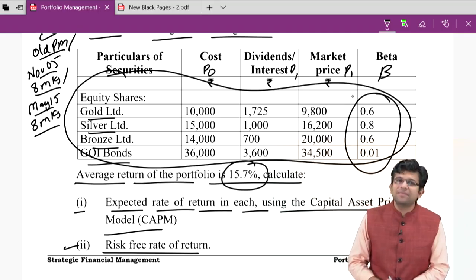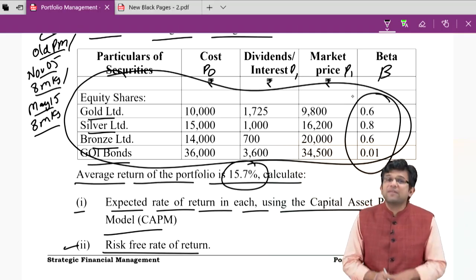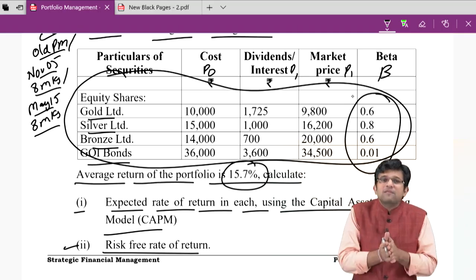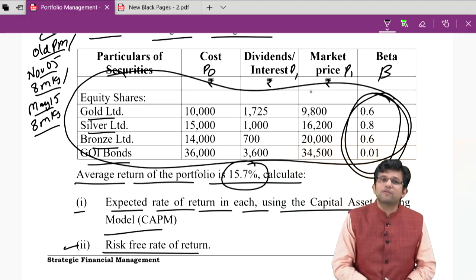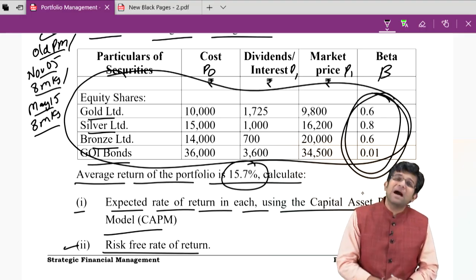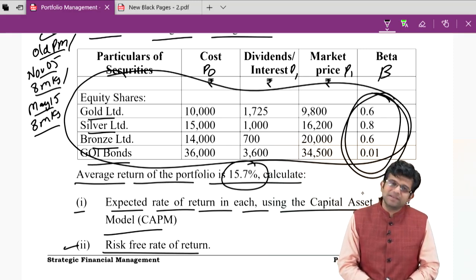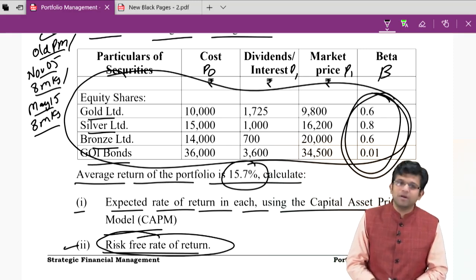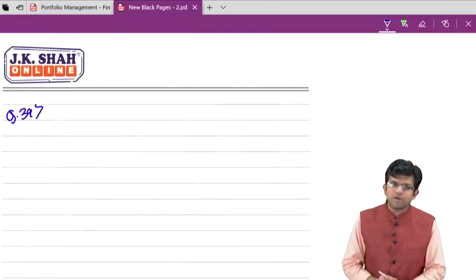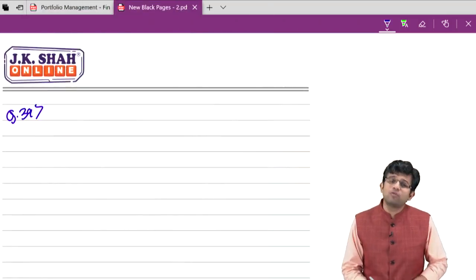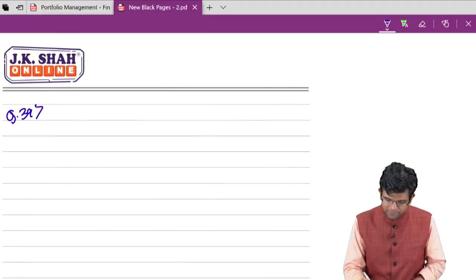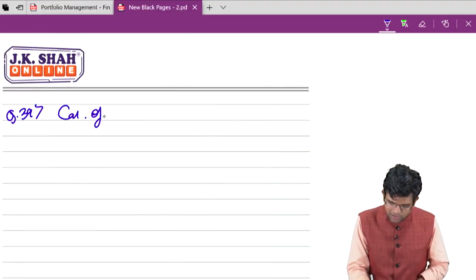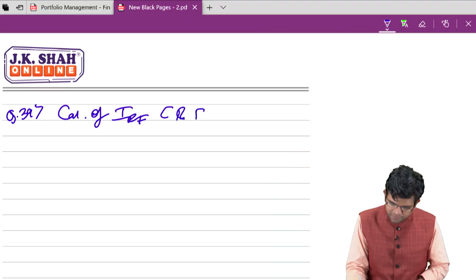Yes, I'll again repeat, students, you have been given the KE of the portfolio. We can easily find the beta of the portfolio. We can easily find the RM. Using this data, we will easily be able to find IRF that they are asking in point number 2. Okay students, so now my entire goal and focus first is to calculate IRF. I'll write down here calculation of IRF, that is the risk free return.